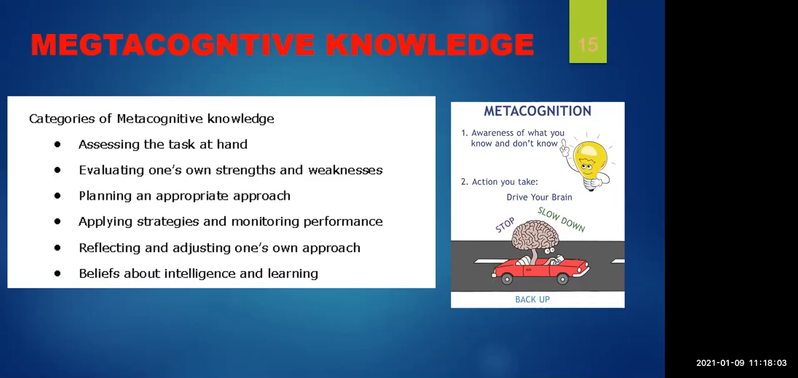That is what they test: reflecting, adjusting one's own approach, beliefs about intelligence and learning, applying strategy and monitoring performance. So they'll test for the attitude. The interviewers will be testing the students' metacognitive knowledge, what level they are aware of and what knowledge they have. If they understand that there is something they don't know, that shows the students will be able to learn it in future also. If the student says he knows everything, automatically his learning interest will decrease. That's how metacognitive knowledge plays a major role.